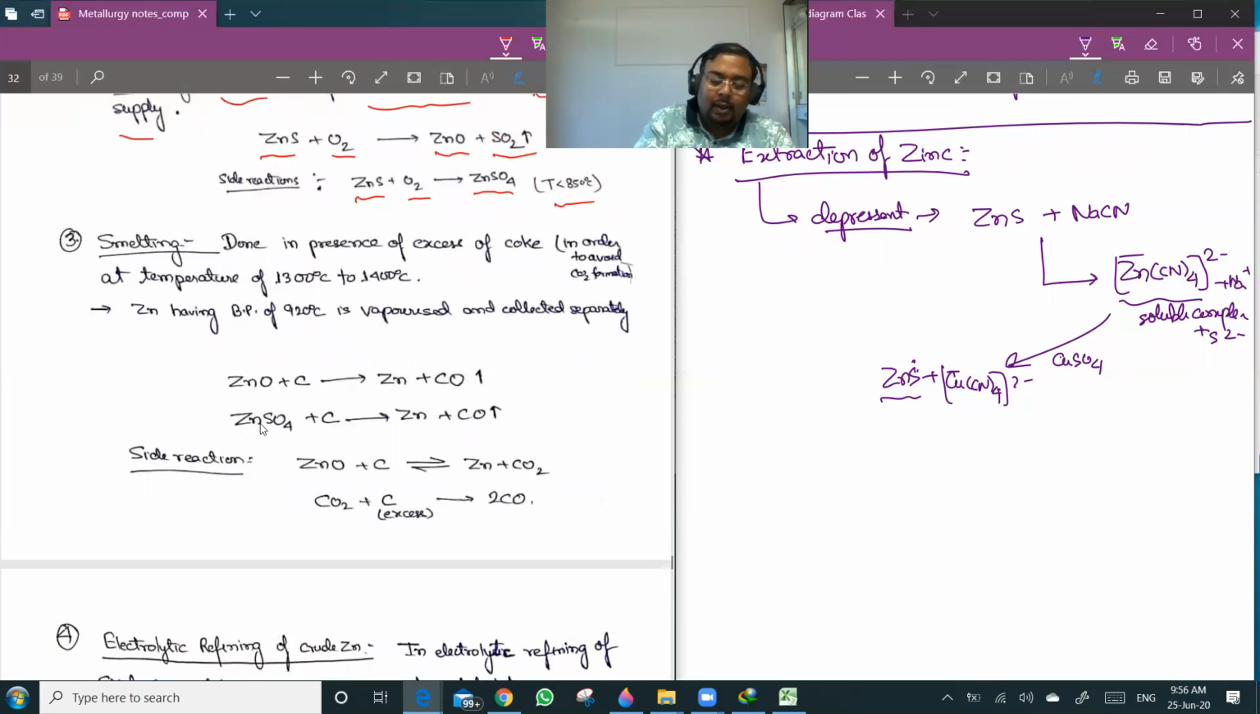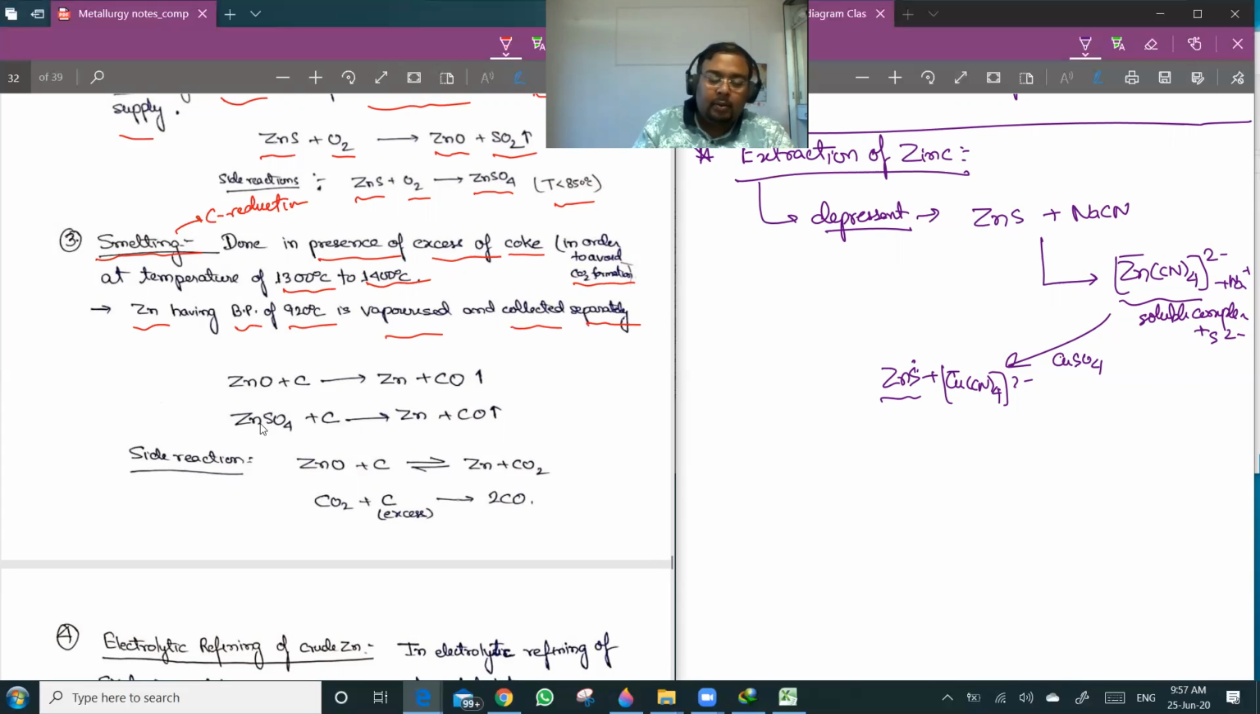Smelting is basically reduction by carbon in presence of heat, so it is a pyrometallurgical process. It is done in presence of excess of coke in order to avoid CO2 formation. If the coke is in limited quantity, then it will combine with air to give CO2, and it ceases to act as a reducing agent. At a temperature of 1300 to 1400 degrees centigrade, zinc, having a lower boiling point, is vaporized and collected separately.